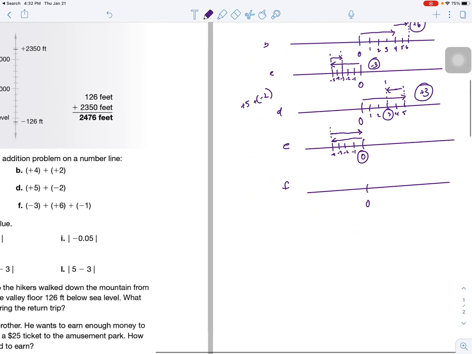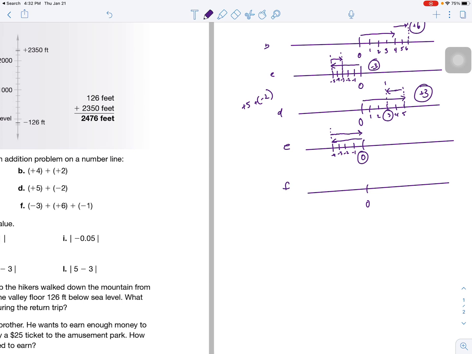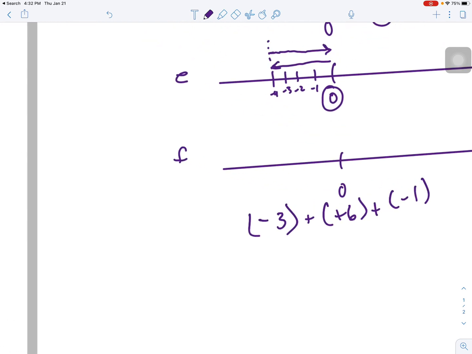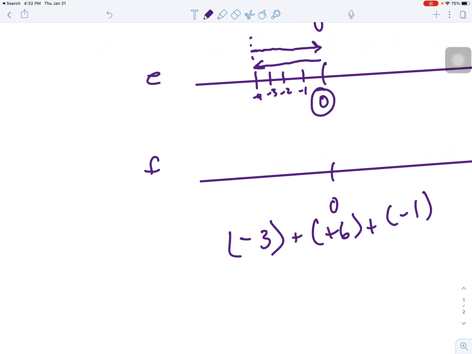F has 3 steps in it. I'll write it underneath F. Minus 3 plus positive 6 plus negative 1. Okay, so we're at negative 3. First we'd go to negative 3. 1, 2, 3. We're at negative 3. So our arrow goes here. Nice dotted lines coming down.